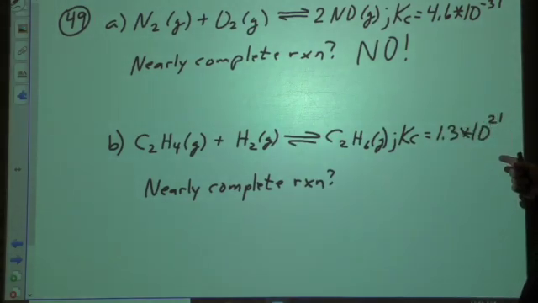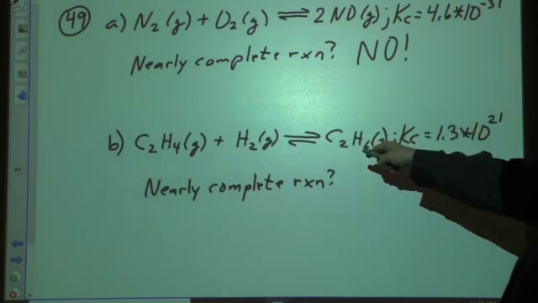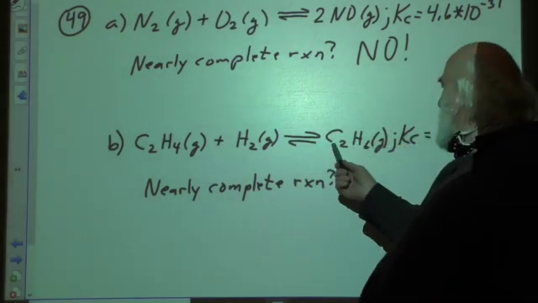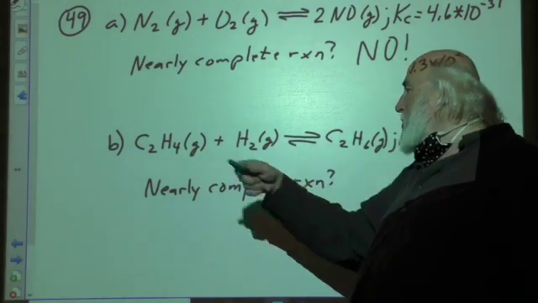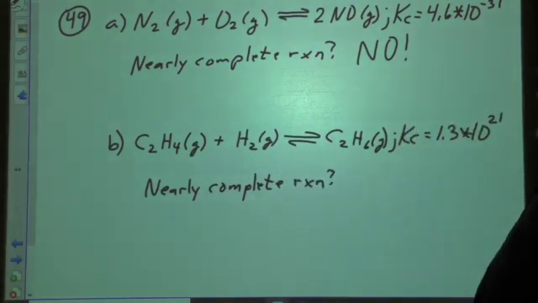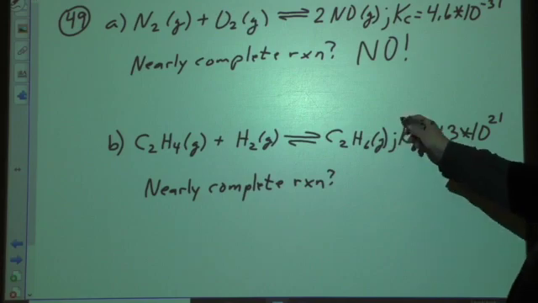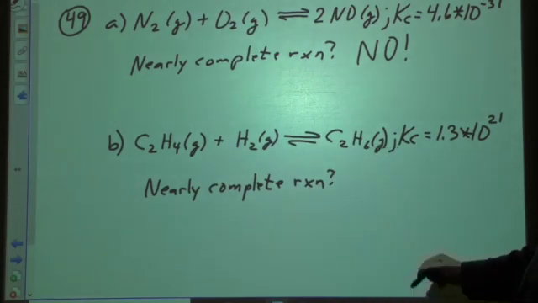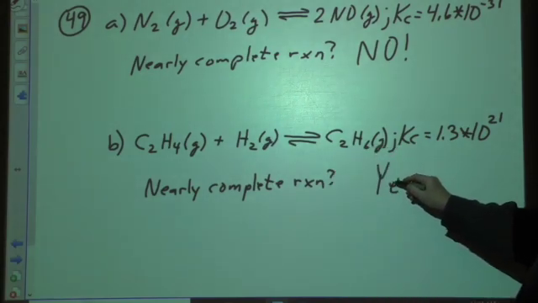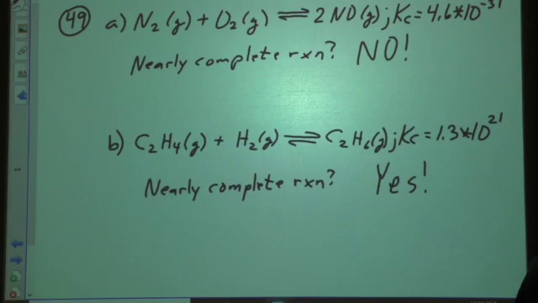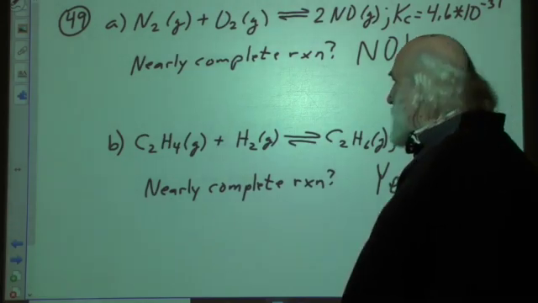Over here, however, this reaction is going to be C2H6 concentration over concentration C2H4 times the concentration H2. We get this number right here, which is a 1 and a 3 and then 20 zeros behind it with a bunch of commas, probably about 7 commas. And that means that it's virtually all products and no reactants. So, yes, this is a nearly complete reaction.